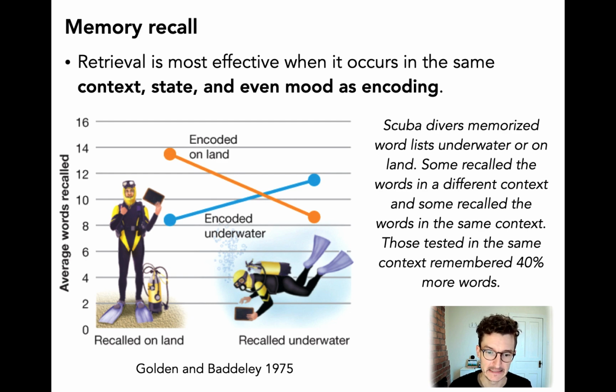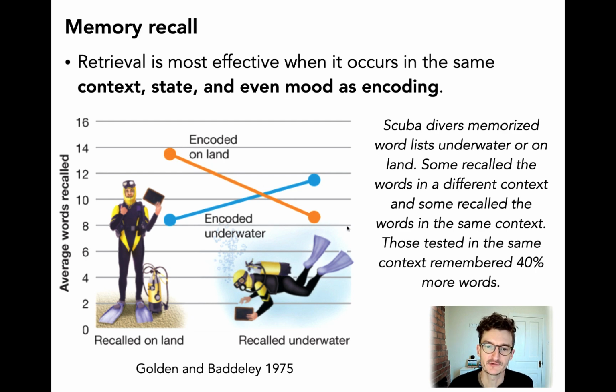In a very famous study run by Godden and Baddeley in the 1970s, kind of a crazy study because it involved scuba divers, they had scuba divers memorize word lists either underwater or on land. And so the idea here is that they'd have a group of scuba divers learn word lists underwater and then recall that information underwater or recall it on land. And then the opposite situation, learn word lists on land, recall that information on land or underwater.